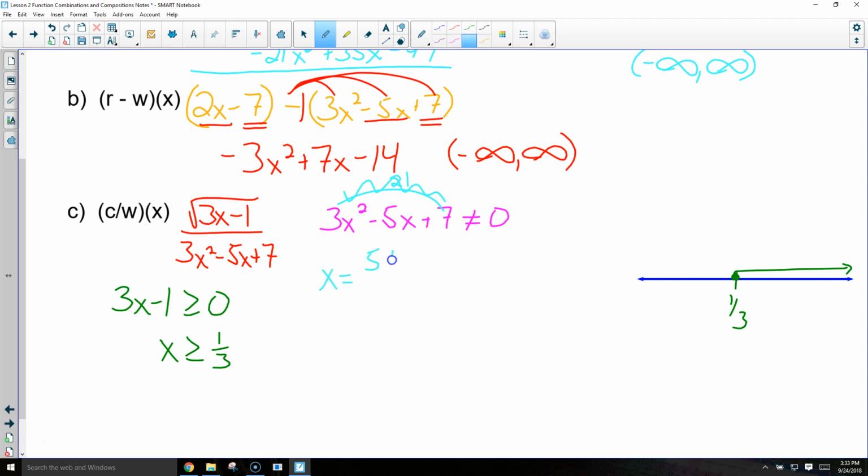X equals negative b plus or minus the square root b squared minus 4 times a times c all over 2a. Four times 3 is 12. 12 times 7 is... I'm sorry, 12 times 7 is 84. So 25 minus 84 is a negative number. That's negative 59, which is imaginary.